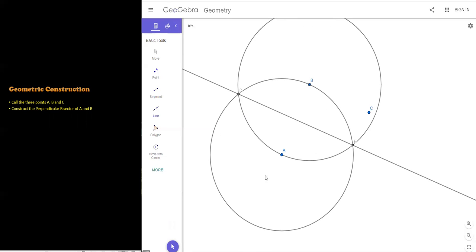So what that means is that if I drew a line that went through A and B, which I could do, so there's a line through A and B, it's perpendicular to that line, and also it cuts through the midpoint of that line.